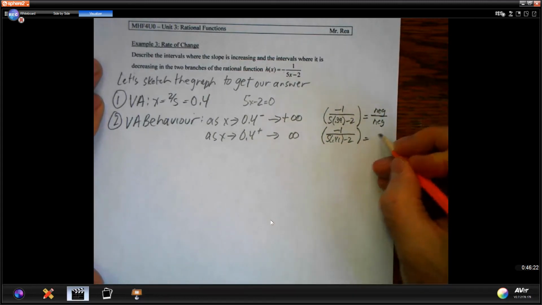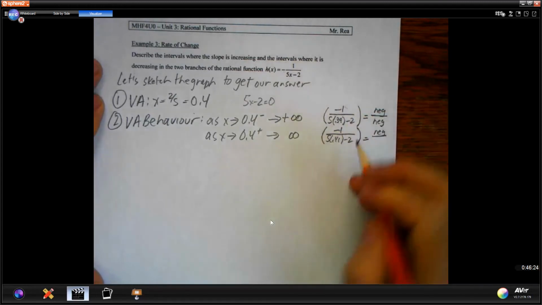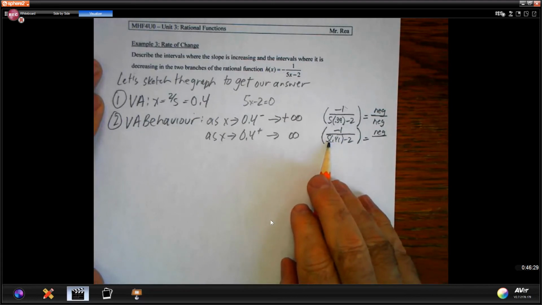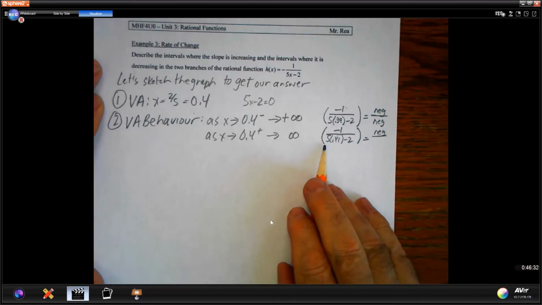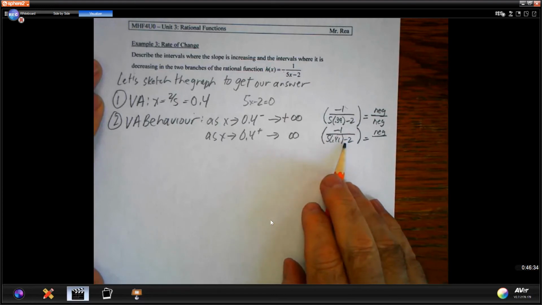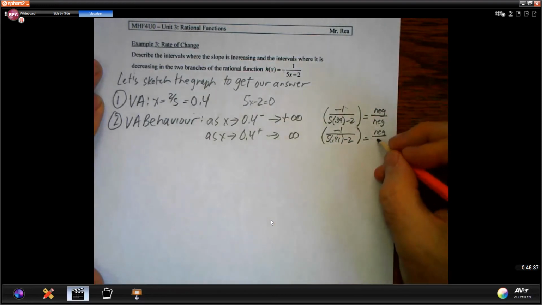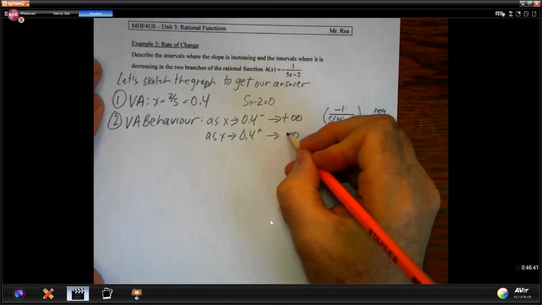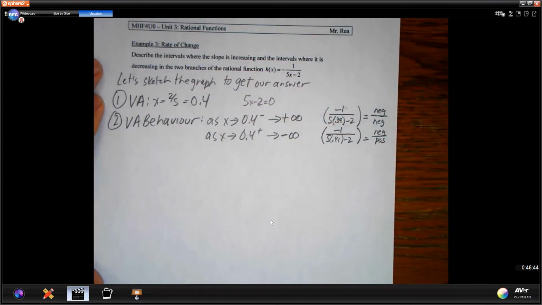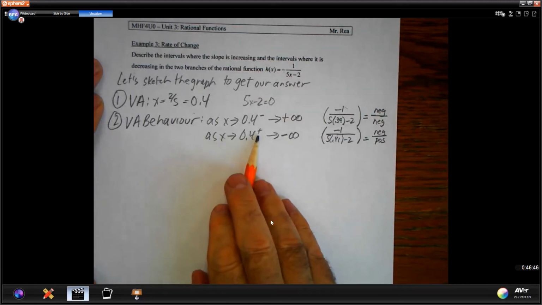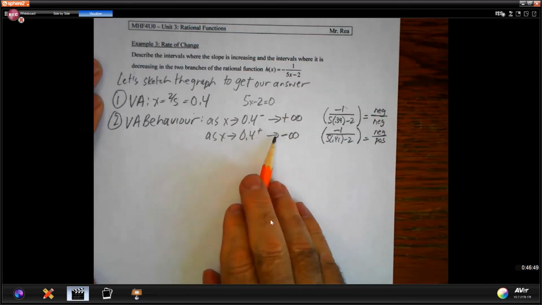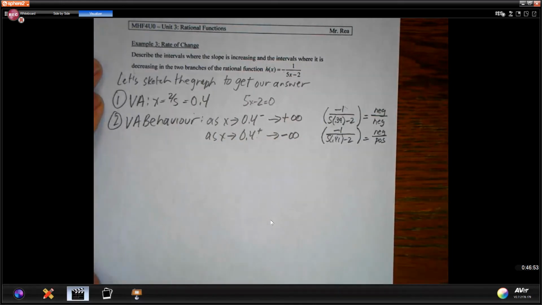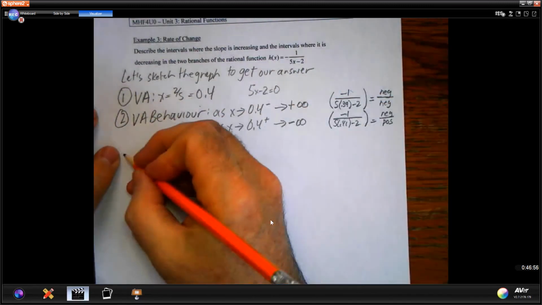So this time we're going to have a negative always because that's negative 1. This time this number here is going to be higher than 2. So say 2.05, I think it is. 2.05 minus 2, that's going to be positive. So this time we have a negative over positive, which tells us overall that's going to be negative. So as x approaches from the right of the vertical asymptote, it's going to go towards negative infinity. So all right, and we're going to use that in our sketch.